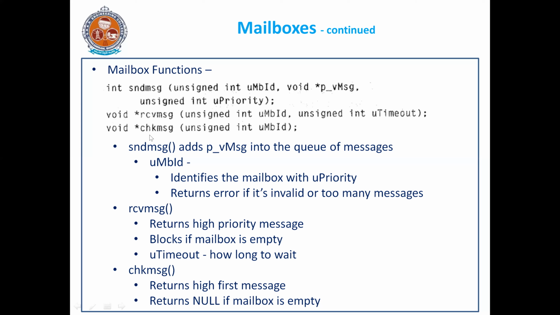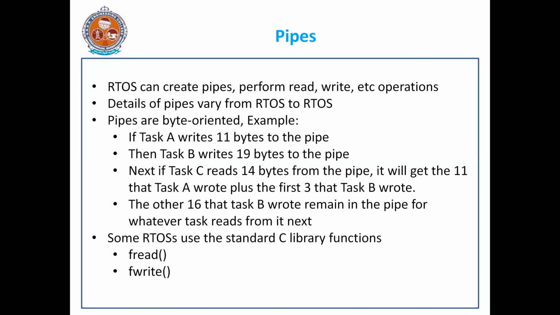And another one is chk message. This is another function that can be used. This function returns the first message in the mailbox, or otherwise it will return null if the mailbox is empty. So this is how you can use the mailboxes in your applications.